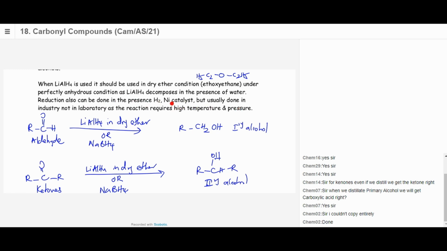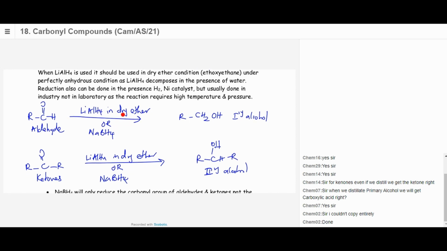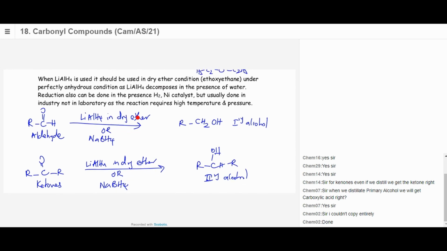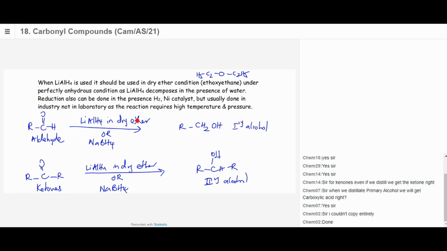Now, you can use hydrogen and nickel catalyst, but under forced conditions, the hydrogen can produce hydride ions when you force it under certain conditions, right? But that requires very high temperature and pressure to do that.